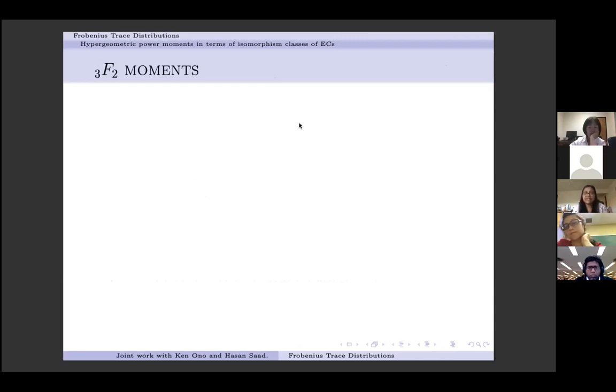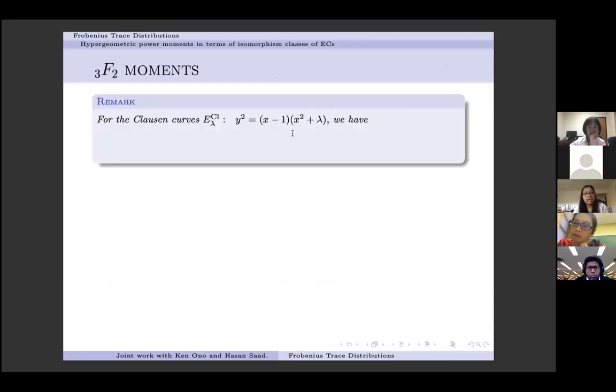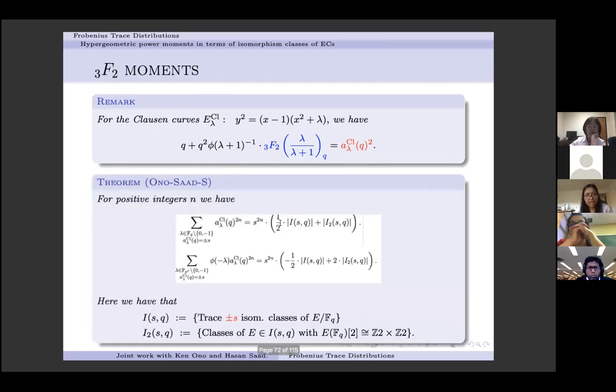However, these calculations are slightly different, because as you know, the 3F2 function is associated with the square of the trace of Frobenius of this Legendre form of elliptic curve. Therefore, to obtain the moments formula for this 3F2 function, we have to obtain the even moments for the traces of Frobenius for this Legendre form of elliptic curves. So here again we count the isomorphism classes of Legendre form elliptic curves, and once we organize their isomorphism classes, we apply Schoof's theorem. So for this we obtain a theorem.